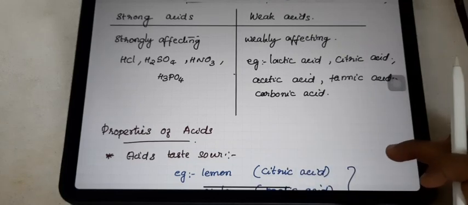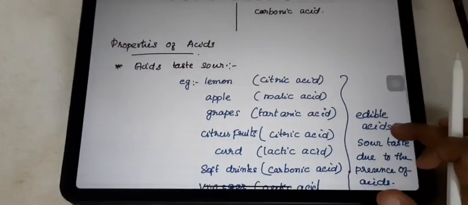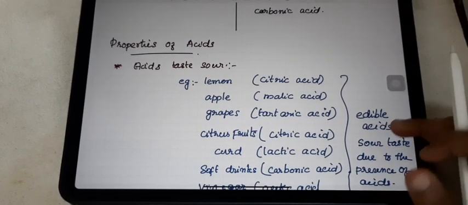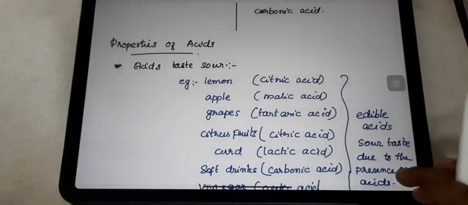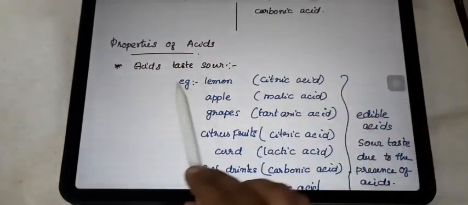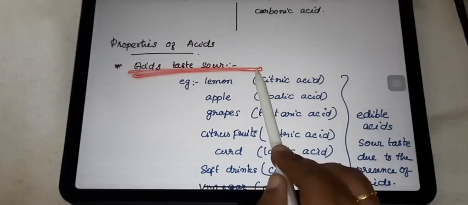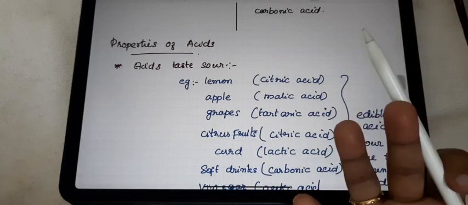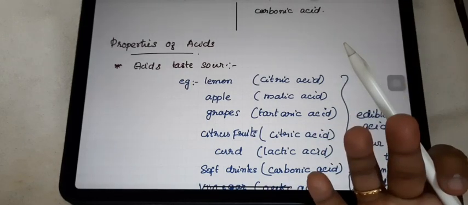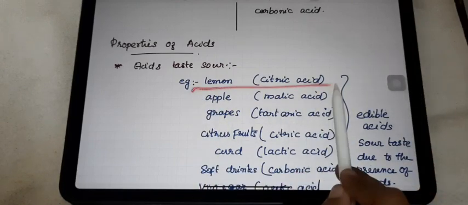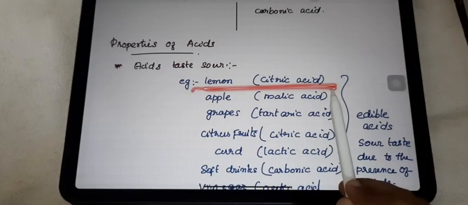Next, properties of an acid. The first and a very important property of an acid is one of the criteria for distinguishing acids and bases: acids taste sour. When you taste lemon juice, lemon contains citric acid, an edible acid from the citrus fruit. What's the taste of that? You know that it is a sour tasting substance.